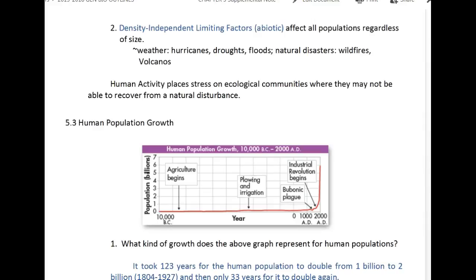Today we're going to talk about density-independent limiting factors, and this is anything abiotic. What we have to keep in mind is they affect all populations regardless of size. It doesn't matter if we have a small number of organisms or a large number, it's going to happen either way. These are non-living things, and weather is the most obvious: hurricanes, droughts, floods, those types of things.